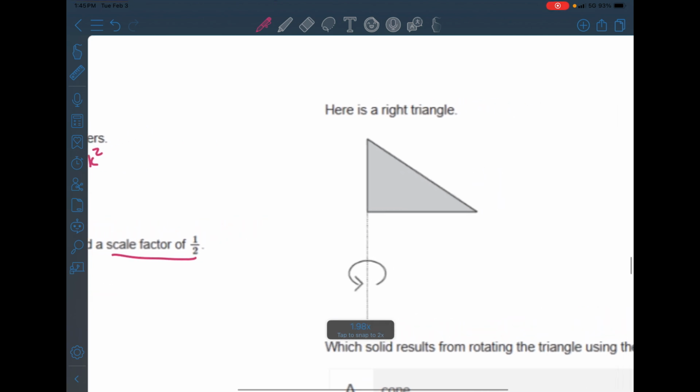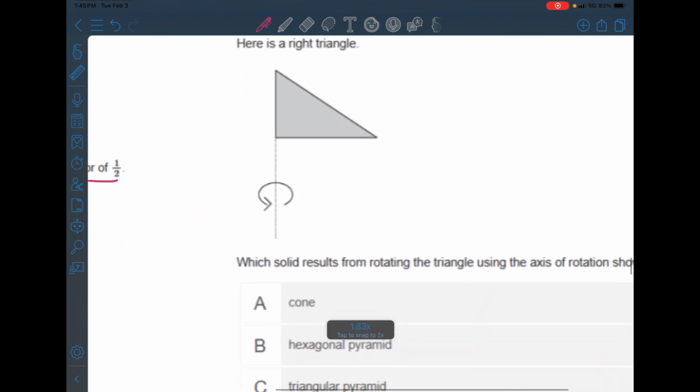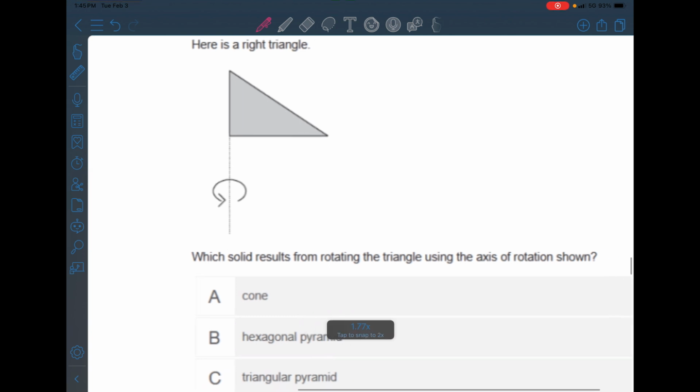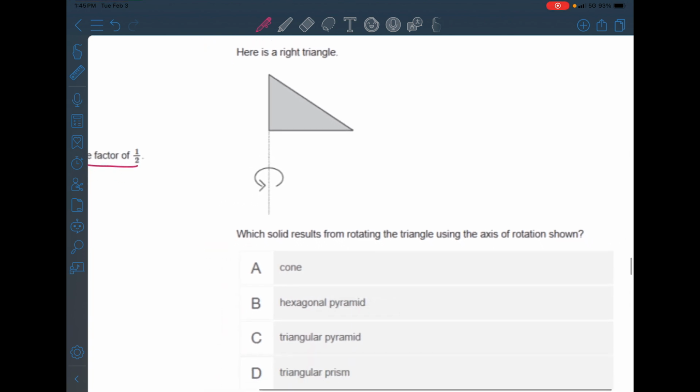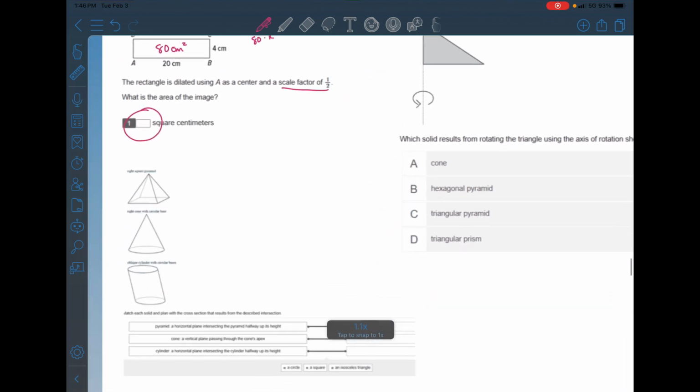Let's move over to this side. Here is a right triangle. Which solid results from rotating the triangle using the axis of rotation shown? So if I were rotating this around that axis 360 degrees, which one of these would give me my answer?